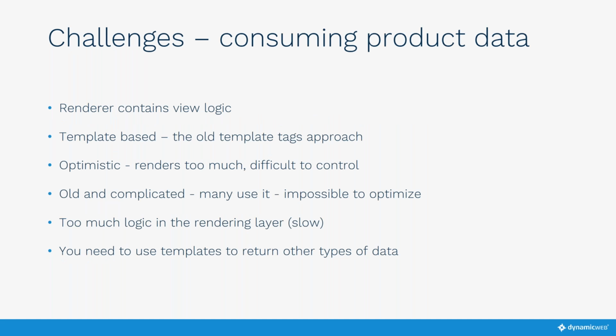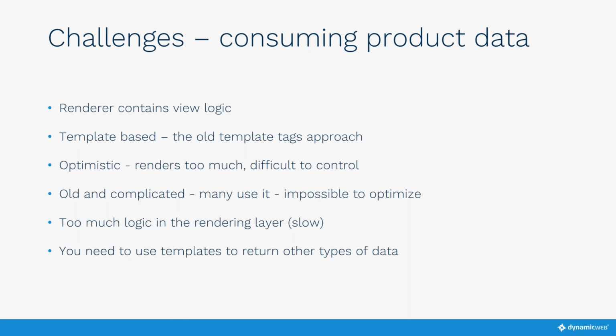So first, some of the challenges in the old way that the Dynamicweb catalog and how we render products, some of the problems that we have with that. First of all, the renderer, which is the one that takes the product data and puts it into the Razor templates or the HTML templates, contains a lot of view logic, and all of that logic is something that we want to take out of that part as well.